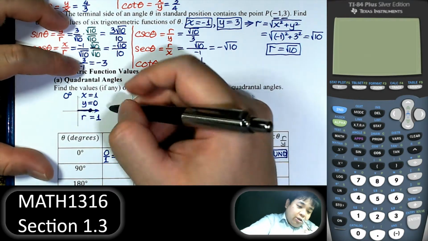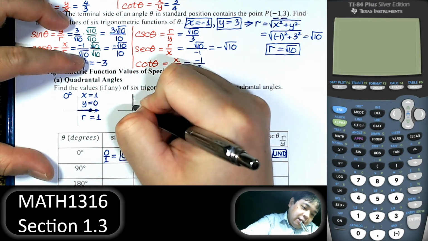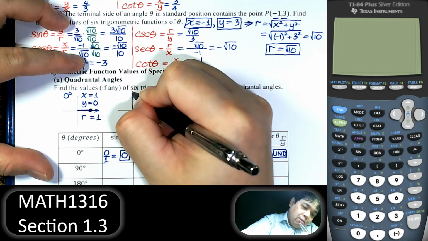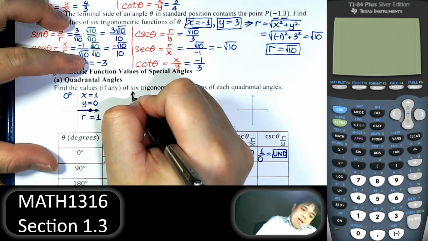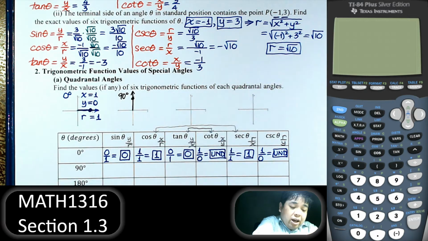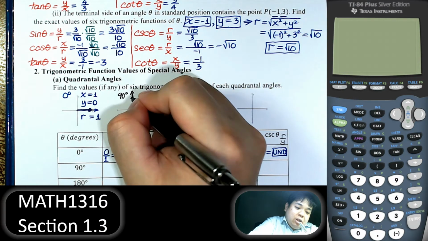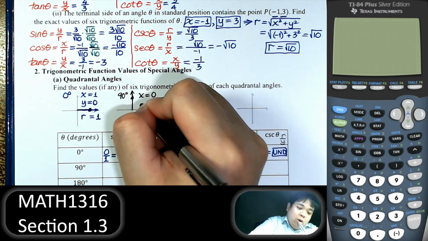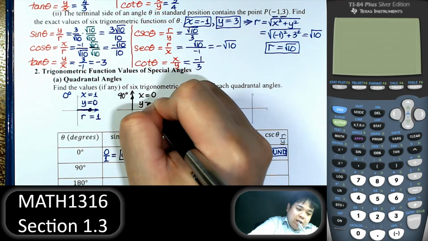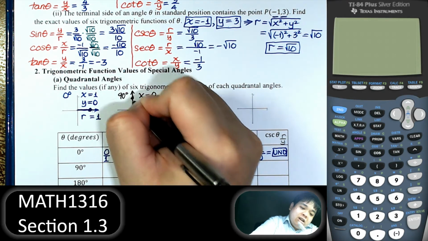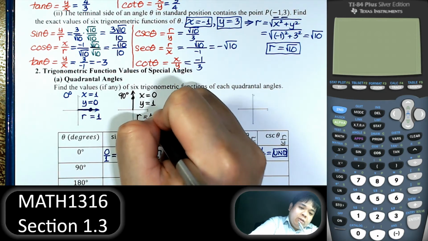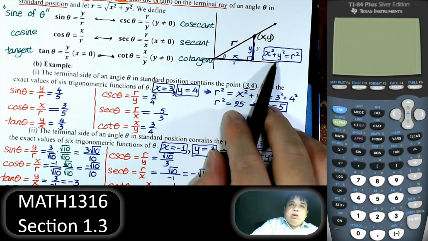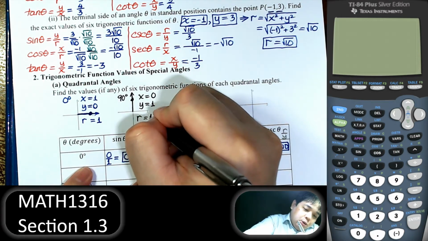Next, 90 degrees. 90 degrees is here. That is the terminal ray. So we can just pick a point. x is 0 because that is on the y-axis. And it is the positive y-axis. So why don't we let y equal to 1? And because of that, the distance to 0 is 1. Or we can use the Pythagorean theorem to find r. So r is equal to 1.